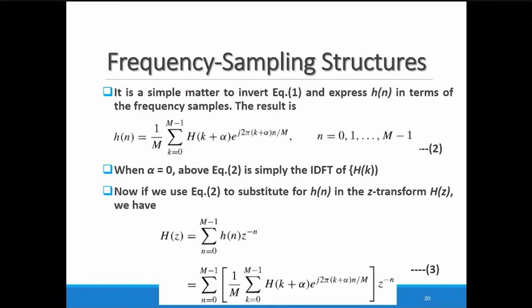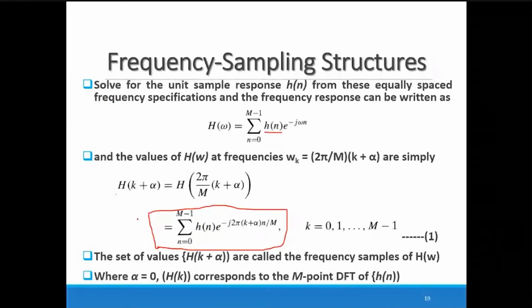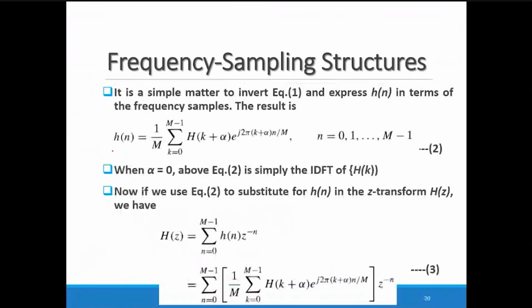Now here whatever H of z or H of omega we obtain, that is for each sample. Now we are converting that into h of n by applying the IDFT. So this h of n can be obtained by inverting that equation, that is 1 by M sigma k equal to 0 to M minus 1 H of k plus alpha e raised to j 2 pi (k plus alpha) n divided by M.